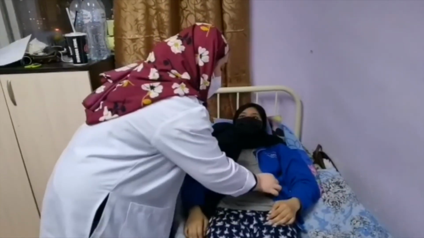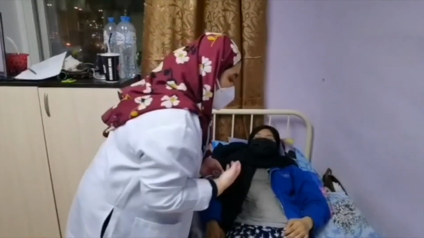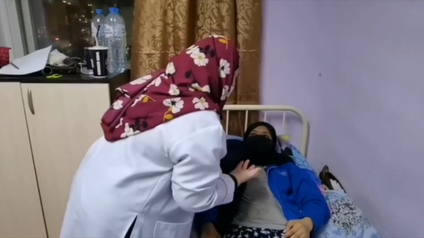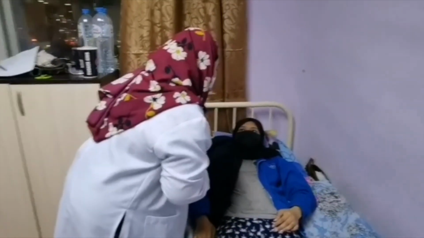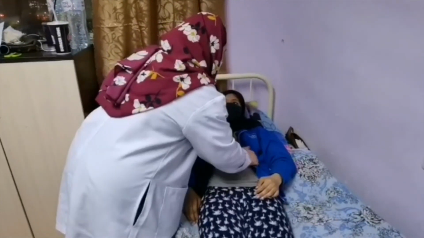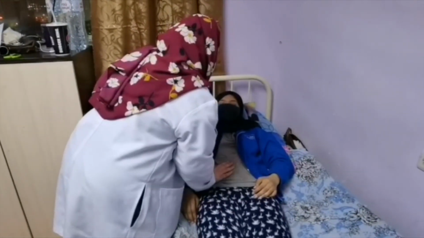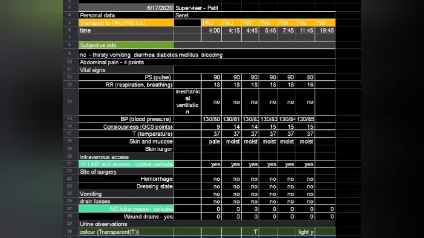So we need to check the patient. Do you have any scars or any previous surgery? No? Okay. Did you feel any pain on your abdomen? Okay. Okay, then we save in the data.